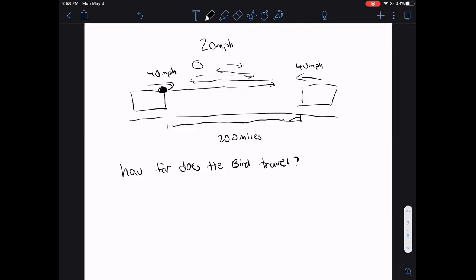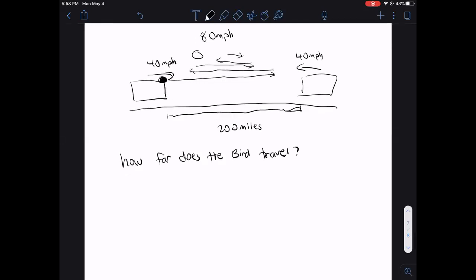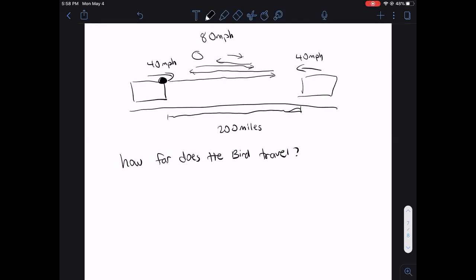No, the bird is a super bird. Oh, that's a good point. The bird falls behind. Let's say it's 80 miles per hour. Sorry, yeah. All right, I think I'll just give a solution and let you guys out early.